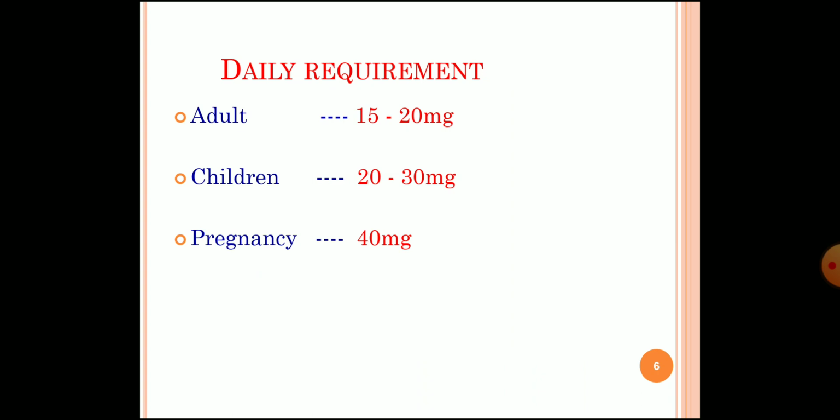Now what is the daily requirement of iron? RDA is very important for all minerals and vitamins. So here the daily iron requirement for an adult is between 15 to 20 milligrams per day, and for children it is 20 to 30 milligrams per day, and for pregnancy it is more, that is 40 milligrams per day.